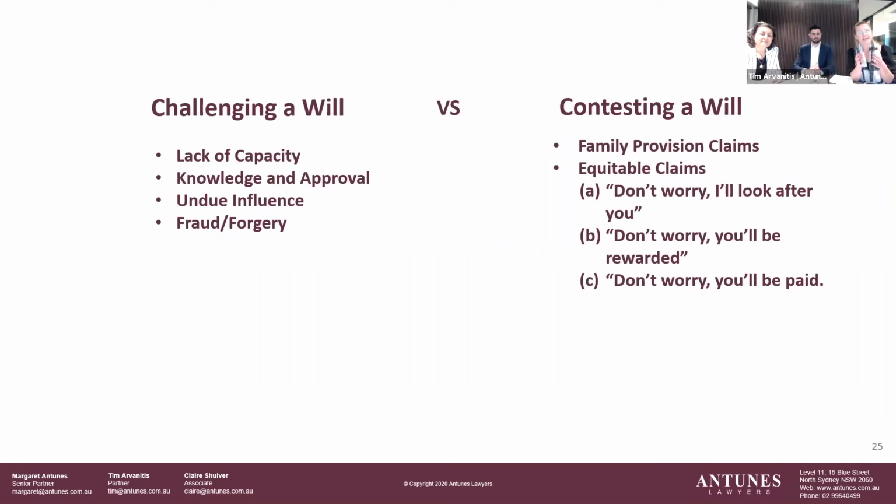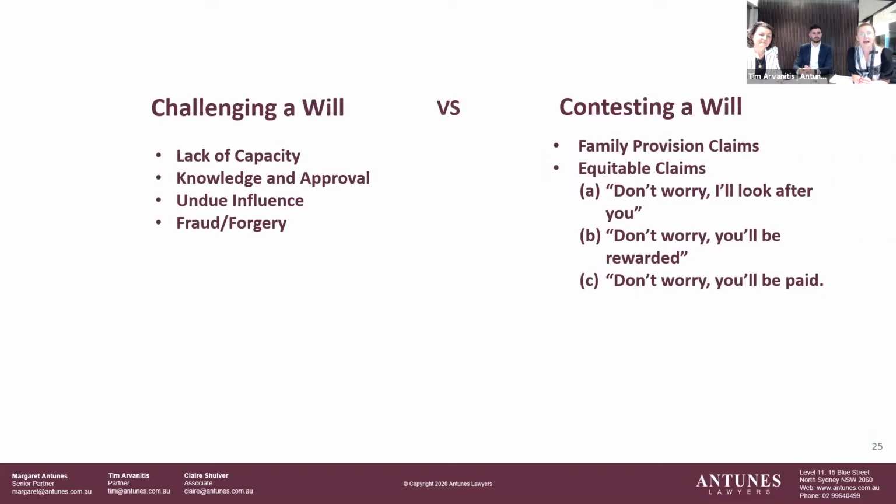Firstly, under challenging a will, the kinds of applications we see in estate litigation are on the basis of these four main categories. Firstly, that the will maker lacked capacity. You can only draft a will if you have the capacity to do so. If you do not have the capacity, that will could be invalid. Things like a medical condition could cause someone to have a lack of capacity.